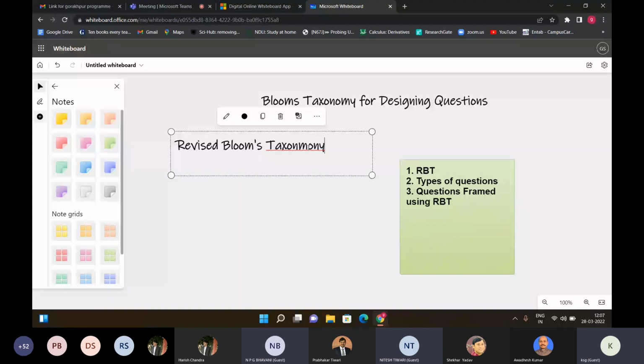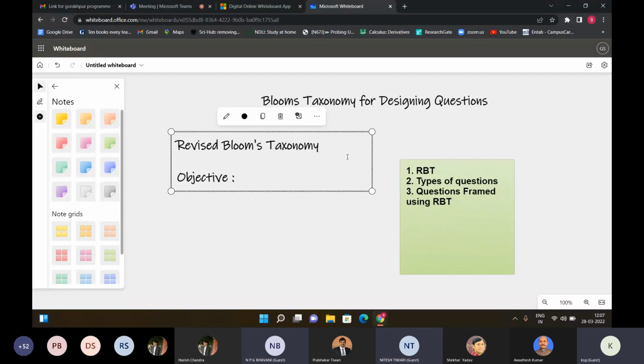So friends, as we all know, the revised Bloom's taxonomy, or the older version of Bloom's taxonomy, is always used when we frame an objective. So when we frame an objective, we normally go in for this revised Bloom's taxonomy.